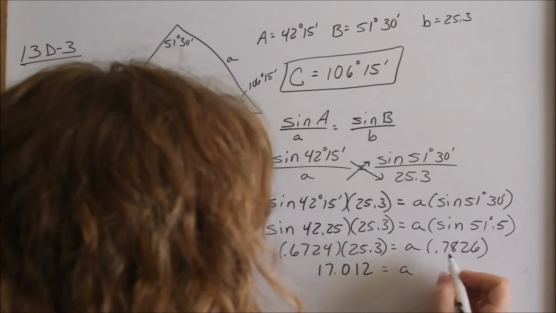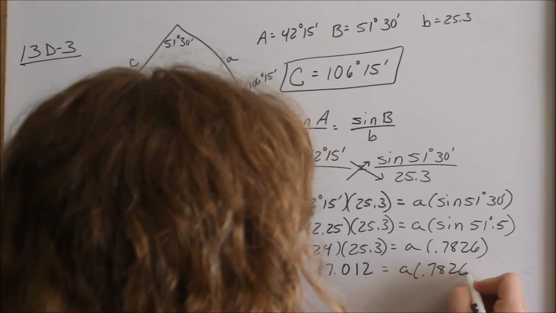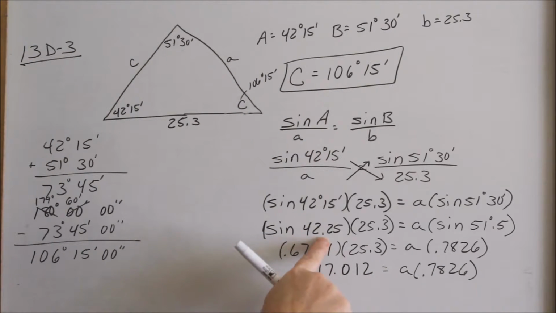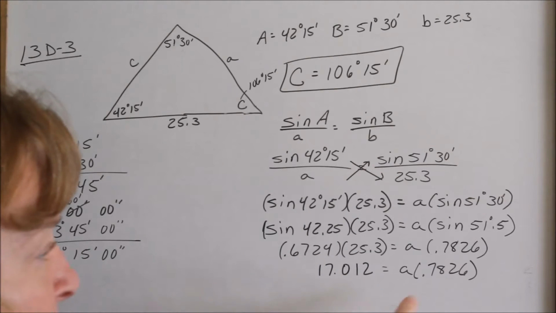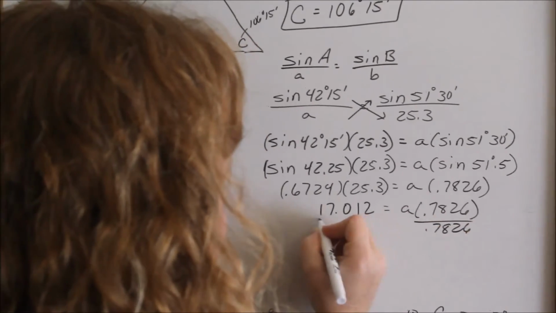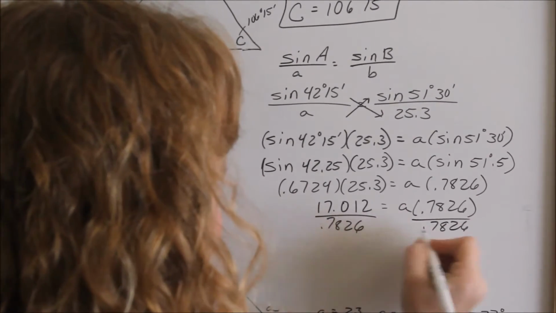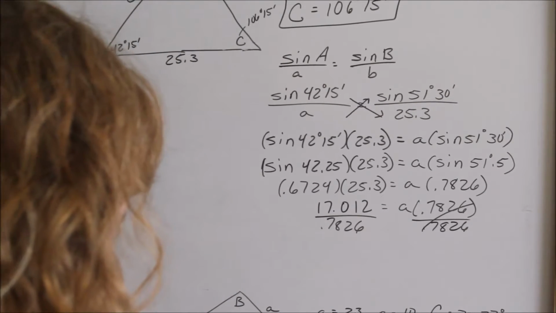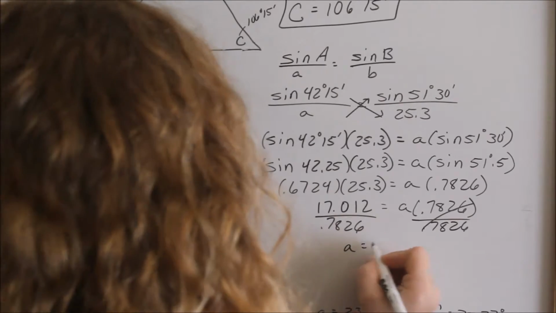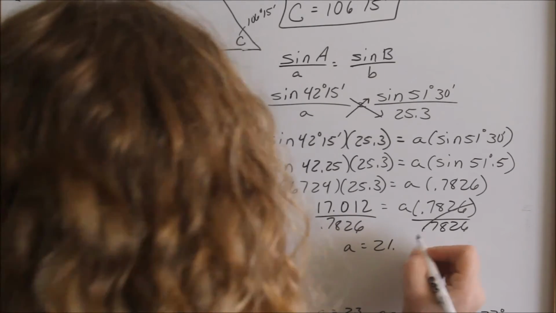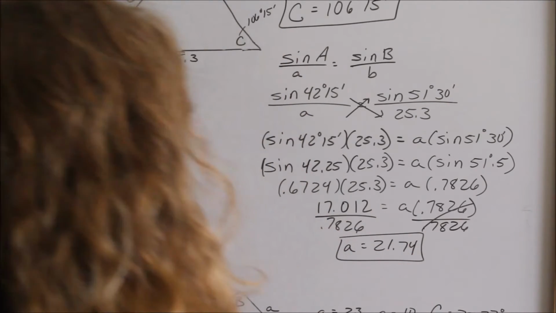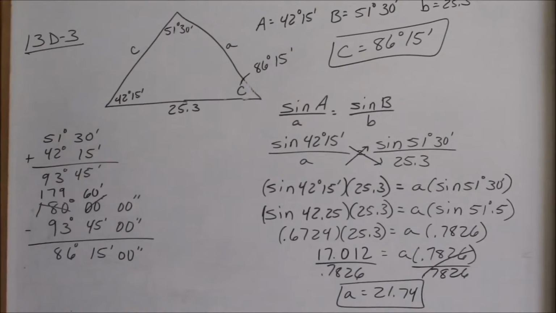My final answer will probably be to 2 decimals. I usually do 2 decimals for everything except when doing a trig function. When I'm doing sine of an angle, then that's always 4 decimal places. Okay, here to solve for your A, divide both sides by 0.7826. And that came out to where A is 21.74. And I don't remember if the book has it to 2 decimals or 1 decimal place.